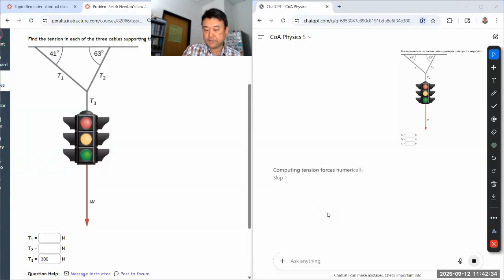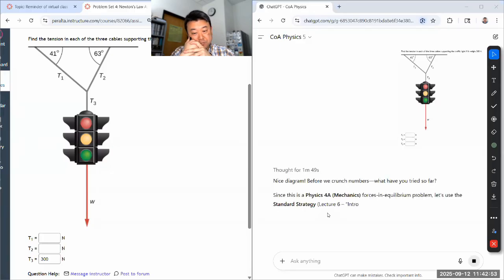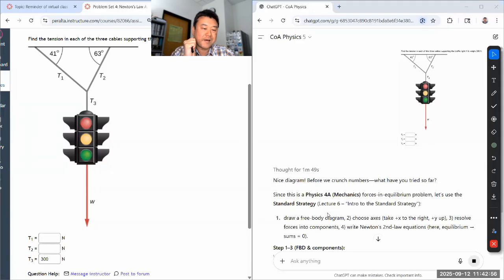I think it's been thinking for a minute. It's how much longer it thinks. Yeah, 2 minutes. Maybe that's not so long. A real tutor, a human tutor, might think about this long. Nice diagram. What have you tried so far? Okay, let's use now. This week, yeah, we've taught you standard strategies, so this is good.